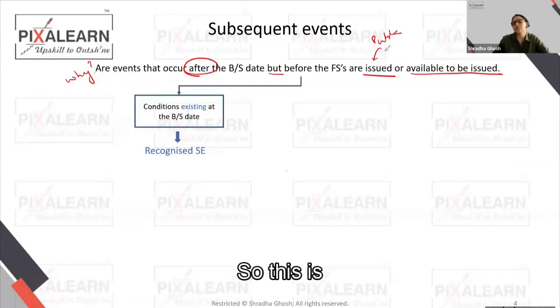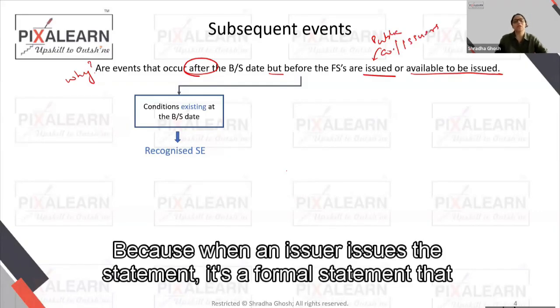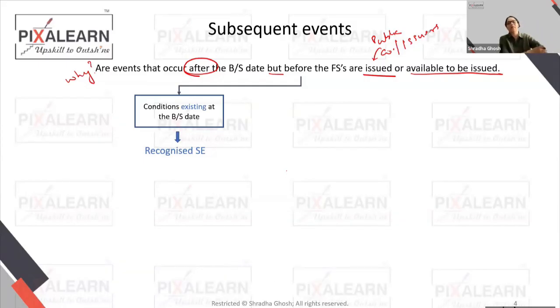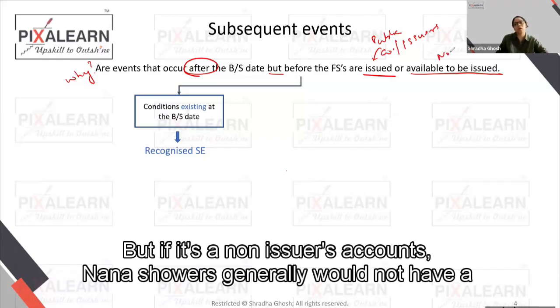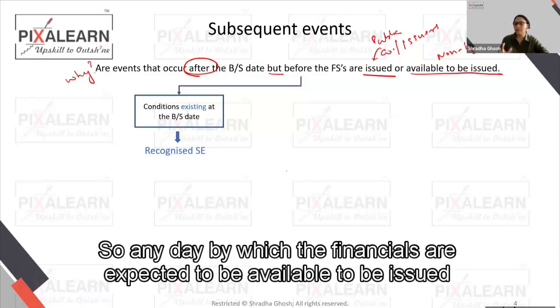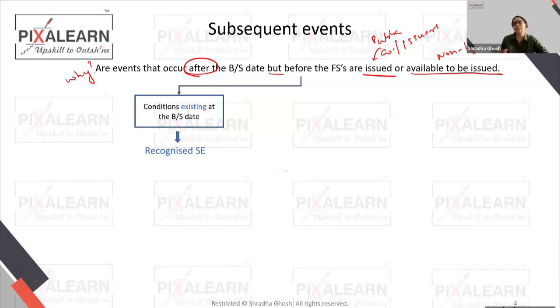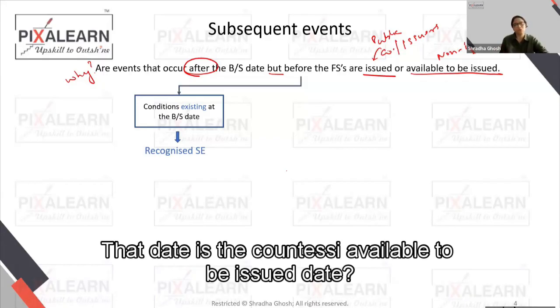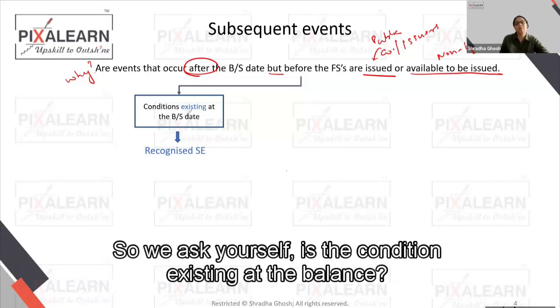Okay, so this is public limited companies. In other words, these are issuers. Why? Because when an issuer issues a statement, it's a formal statement that is booked, and we have an issue date for that. But non-issuers generally would not have a particular date saying that I've issued these financial statements. So any day by which the financials are expected to be available to be issued to the users is regarded as the available to be issued date.